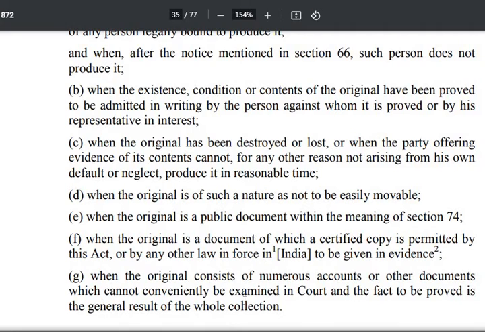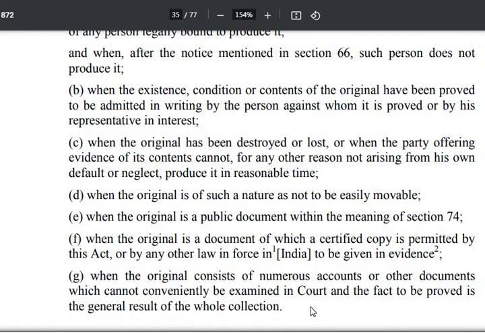Then next, when the original consists of numerous accounts or other documents which cannot conveniently be examined in court, and the fact to be proved is the general result of the whole collection. अब सपोज कई बार क्या होगा, मान लो कोई मोटी किताब है, उसमें से आपको कुछ रेफर करना है, suppose there is expert opinion which you have to show, अब उसमें से आपको वो निकाल कर कोर्ट में प्रोड्यूस करना है। Now, is it necessary to produce the entire book, that this is the book?